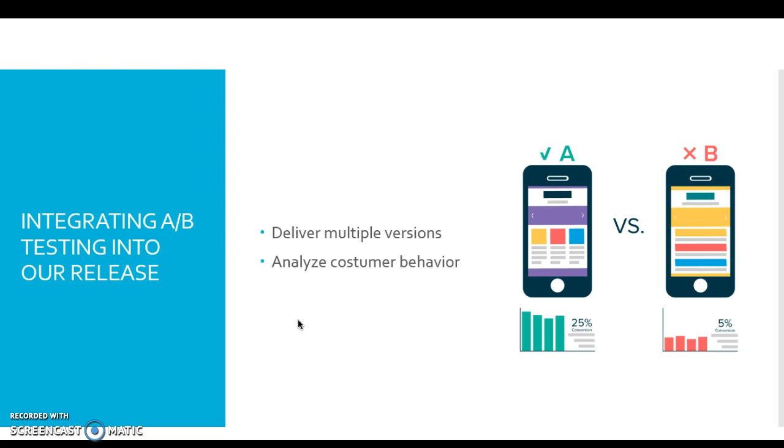So, integrate A/B testing into our release. We can also see companies that deliver multiple versions of the same app or the same website, so that they can analyze customer behaviors. It goes along the same line. We're going to have different versions of a product, and even after release, we're going to see what works best, and after that we can even improve the version that worked best.